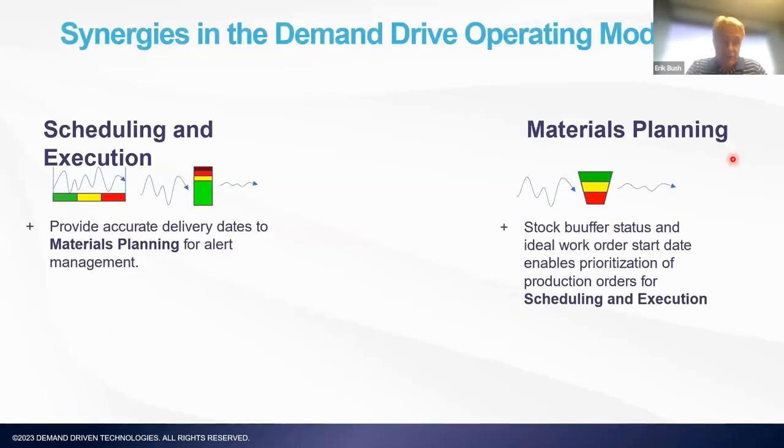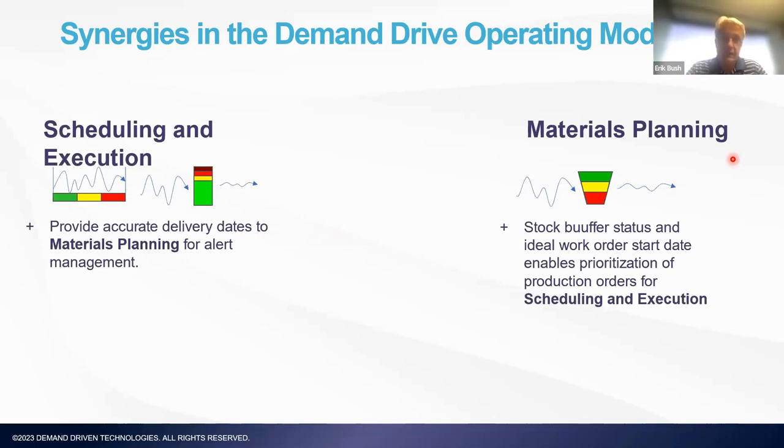Now, there's also a synergy between these two sides in terms of signaling. From a scheduling and execution standpoint, what we can pass along to the materials planning side are capable-to-promise or capacity-tested due dates. In other words, can we actually achieve the planning lead times we have for our manufacturing operations or not? Are the orders going to be late or early? Those signals can be very helpful to how we manage our materials.